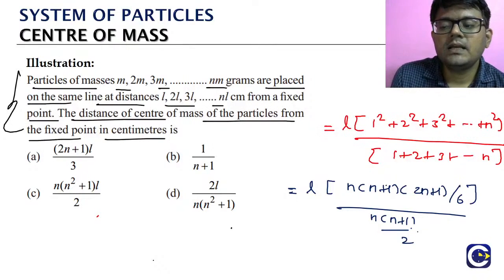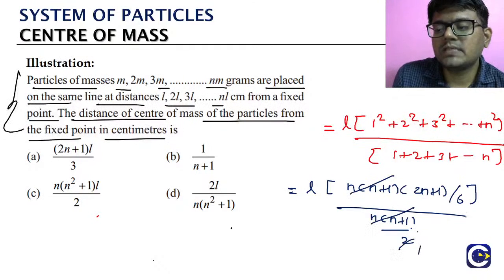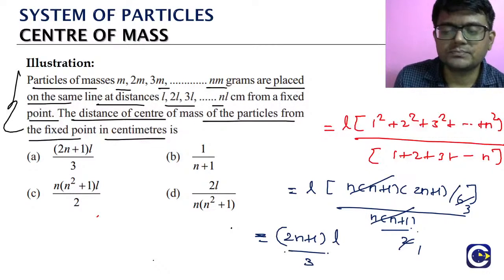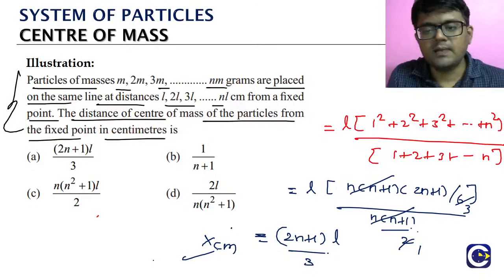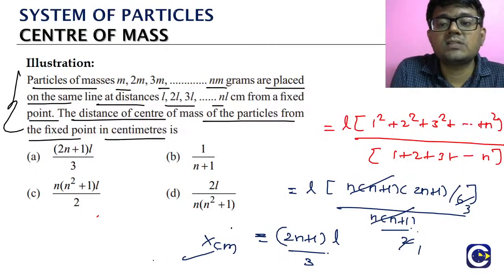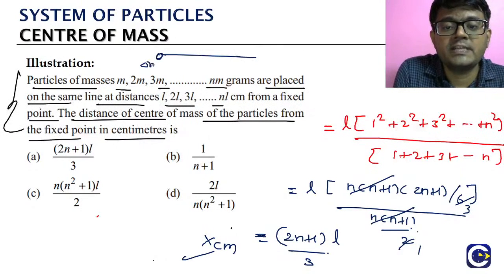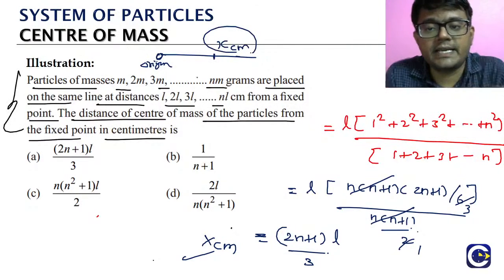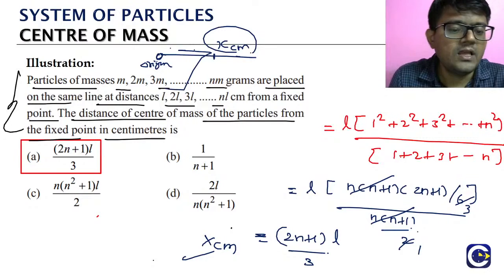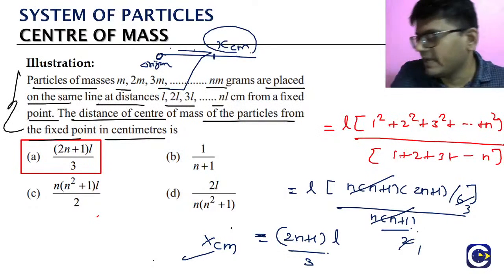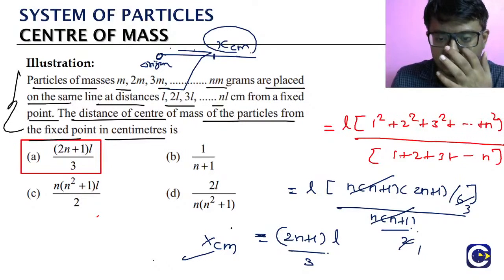Now n into n plus 1 cancels out. The 2 cancels with the 6, leaving 3. So what is the answer? 2n plus 1 into L divided by 3. This is the x coordinate of the center of mass. Because they are asking for the distance of the center of mass from the fixed point, and the fixed point we took is the origin, whatever the x coordinate of the center of mass is, that is the distance. So the answer is option A, 2n plus 1 into L by 3. There will be chances of questions like this.